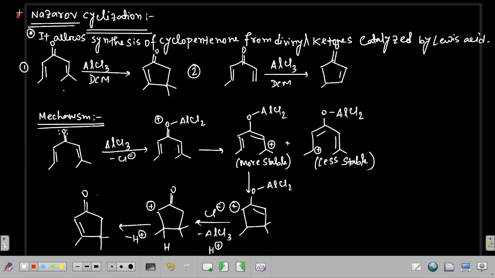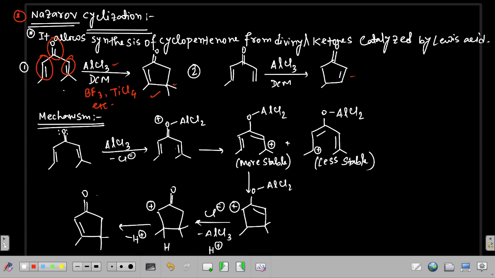Our next reaction is the Nazarov cyclization. It allows the synthesis of a cyclopentadiene from divinyl ketone. This is divinyl and this is ketone, catalyzed by a Lewis acid. We can use various Lewis acids like aluminum chloride, BF3, TiCl4, etc. So this divinyl ketone will cyclize to form this cyclopentadiene.